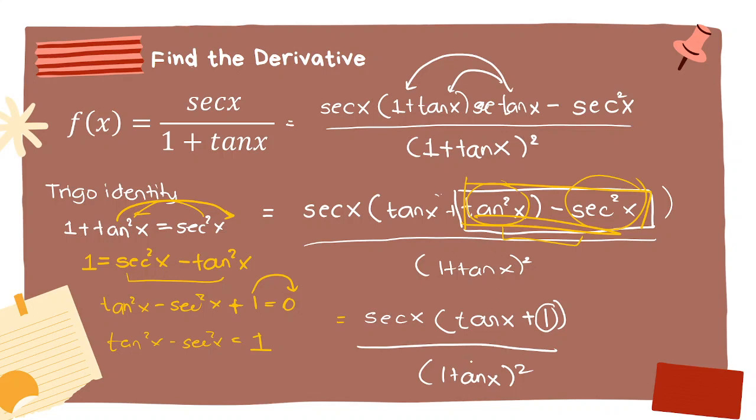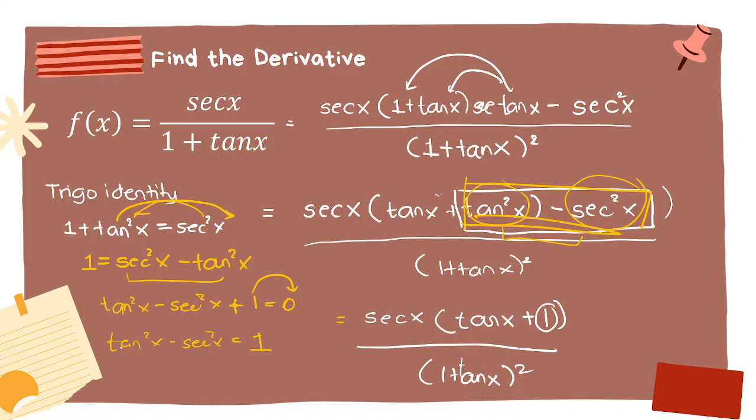Pero, pwede pa siyang i-simplify, di ba? Paano? Ang tan x plus 1, equal lang din siya, Mr. Yaya, sa 1 plus tan x. Okay, naintindihan mo? So, ang tan x plus 1 equal lang sa 1 plus tan x. Baliktarin mo lang.